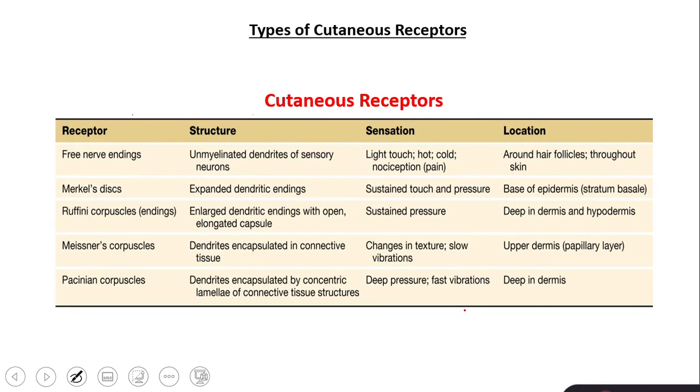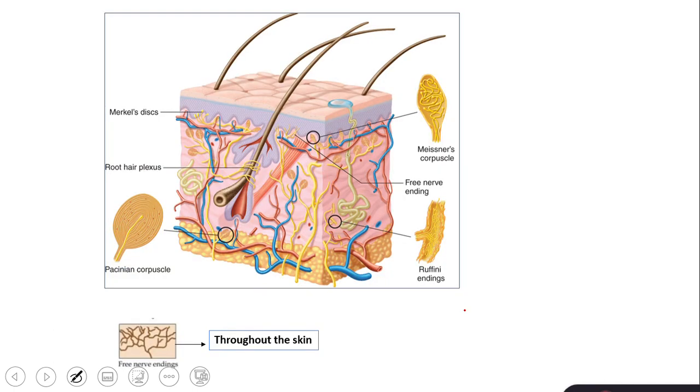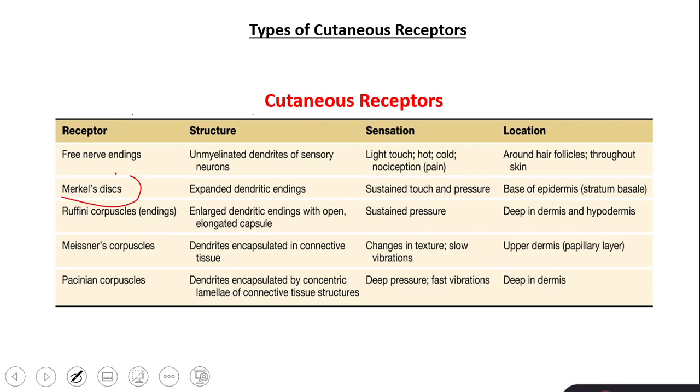Let's look at the skin or cutaneous receptors. We have the free nerve endings throughout the skin, and they respond to pain and temperature. We have Merkel's discs. They are found superficially in the skin, and they are responsible for detection of sustained touch and pressure.